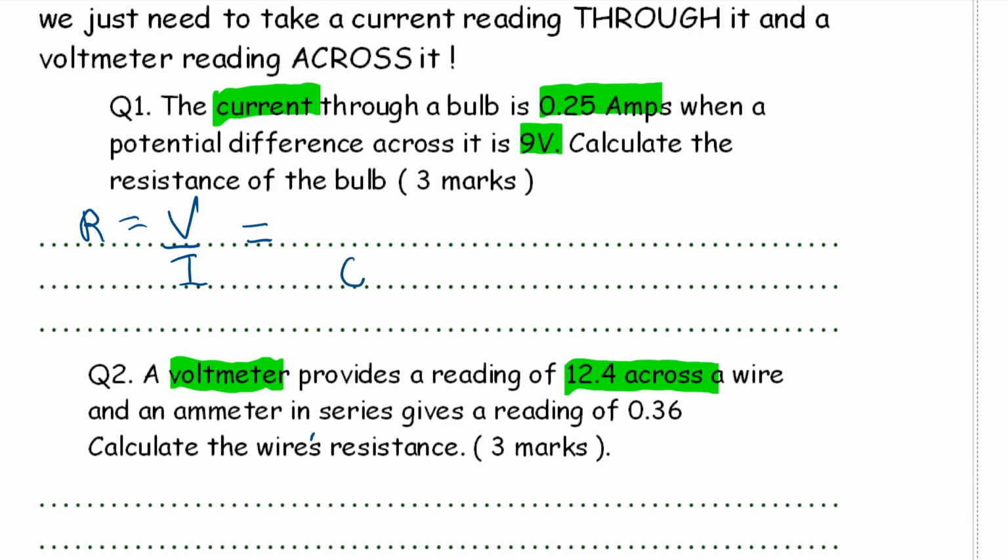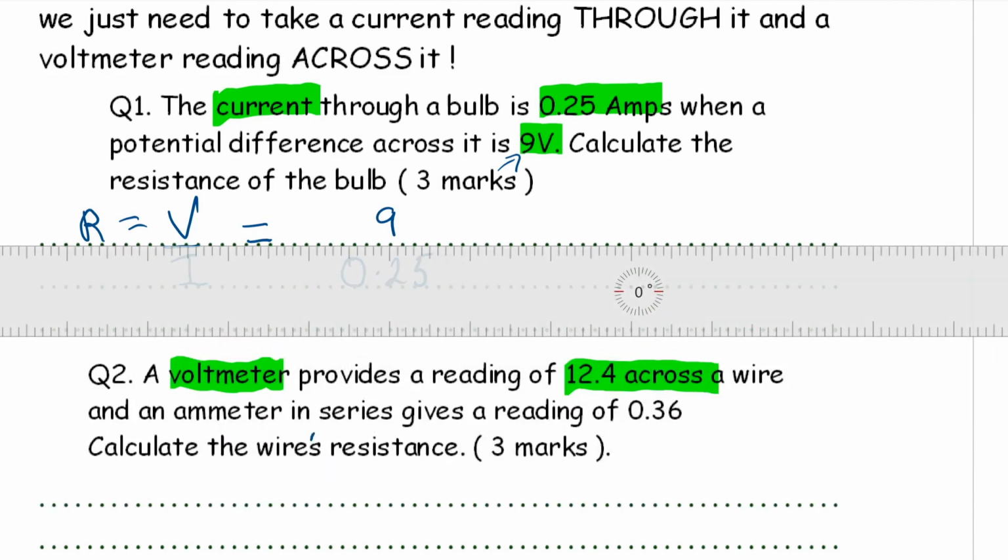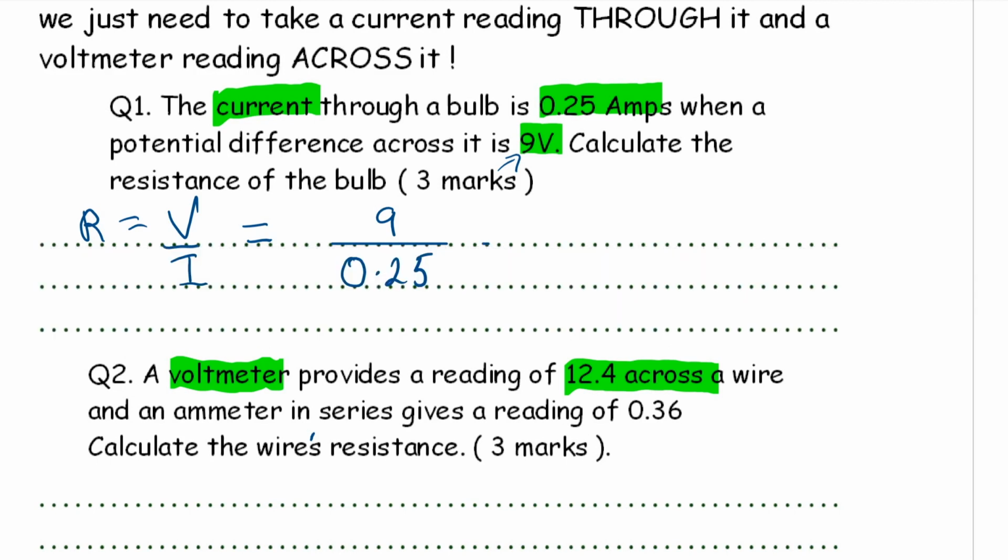The current is 0.25. The voltage, here look, is 9. You divide the voltage by the current, and 9 divided by 0.25 is the same as multiplying 9 by 4, isn't it? So you've got 4 lots of 0.25 in one, so that's 4 times 9, that's 36.